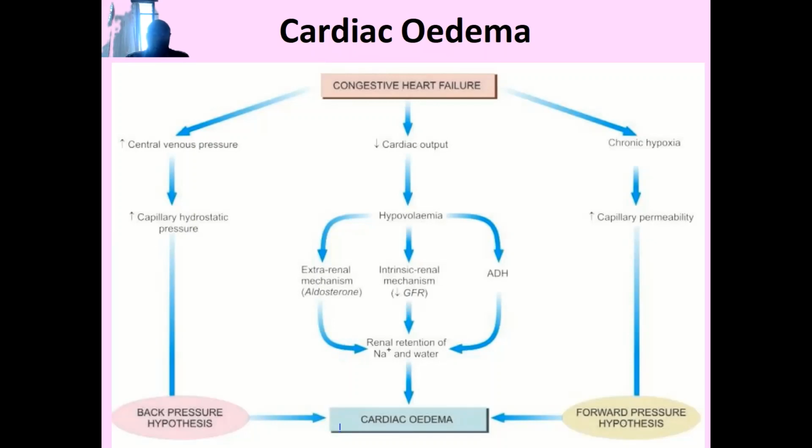And that is because the major pathology is congestive heart failure. The other mechanism is chronic hypoxia, which can cause increased capillary permeability, due to injuries to the endothelium resulting in inflammation. Inflammation of the endothelium results in increased capillary permeability. Now the blood starts escaping from the vascular space to the interstitial spaces, and this can cause a forward pressure hypothesis, or result in what we call cardiac edema.